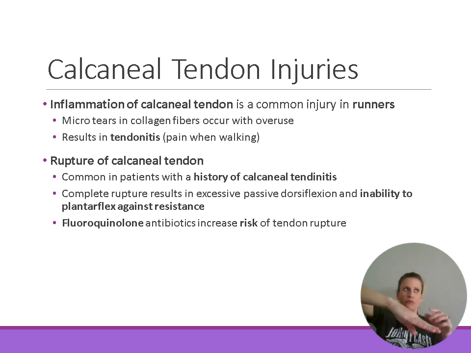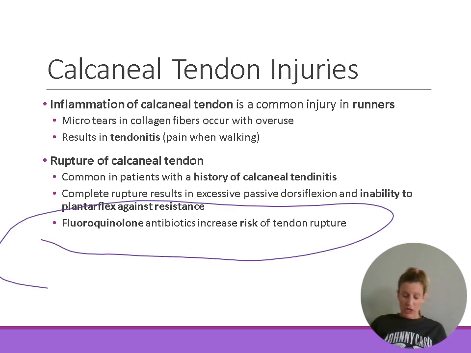Also, you have excessive passive dorsiflexion, because dorsiflexion is the opposite activity, right? And you need both in order to balance. If you take away the plantar flexion, then at rest you have excessive dorsiflexion. The toes point upward. Rupture of the calcaneal tendon is common in patients with a history of calcaneal tendinitis. So again, like marathon runners who have persistent tendinitis that keeps coming back and they keep pushing through it, that can lead to a rupture of the calcaneal tendon.